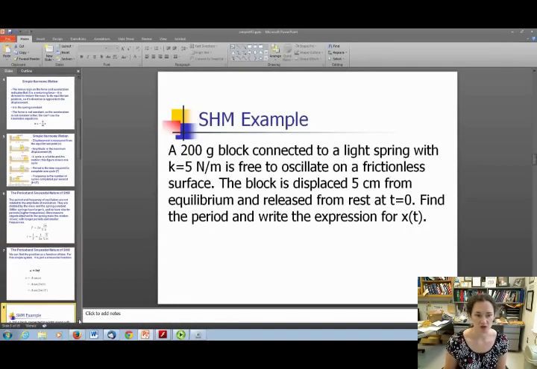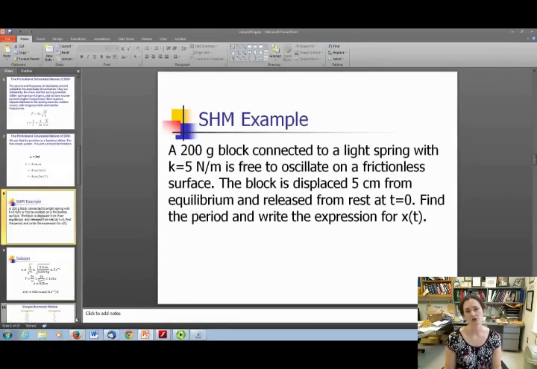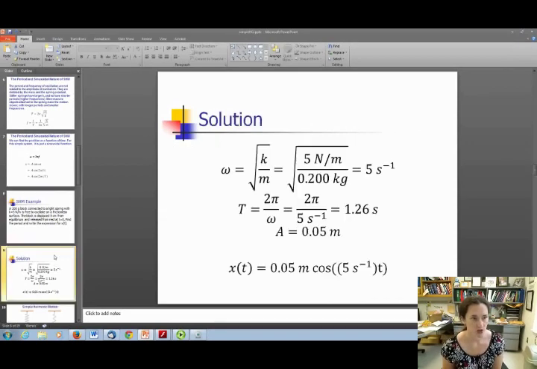Let me do an example problem for you. Here we have a 200-gram block connected to a light spring with a spring constant of 5 newtons per meter, free to oscillate on a frictionless surface. The block is displaced 5 centimeters from equilibrium and released from rest at t equal to 0. Find the period and write the expression for x of t. Omega is equal to 2 pi f, and f is equal to 1 over 2 pi times the square root of k over m.